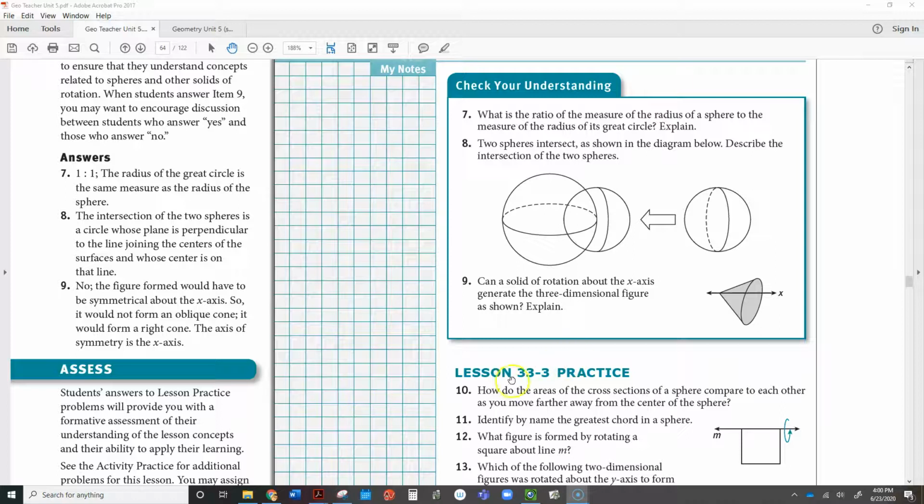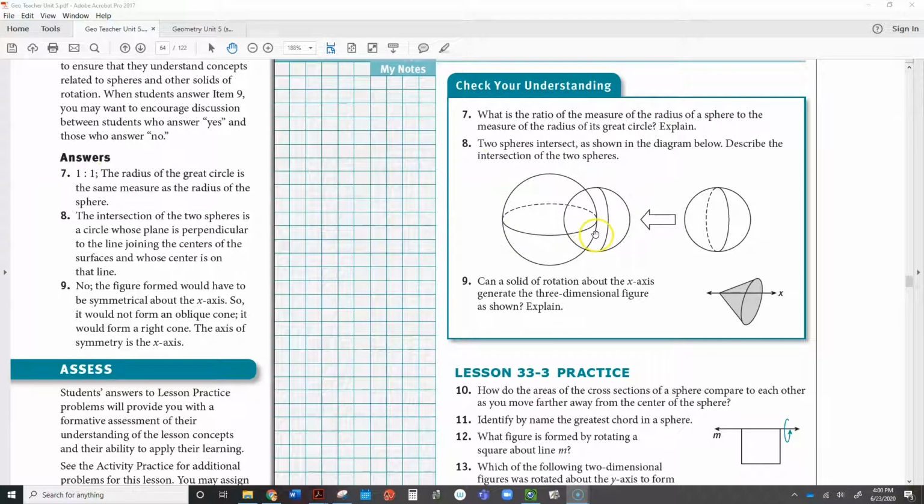All right, the answers to 3-3 practice. So the check your understanding: what is the ratio of the measures of the radius of a sphere to the measure of the radius of its great circle? It'll be 1 to 1. The great circle goes through the biggest part of the sphere, so it'll be 1 to 1.